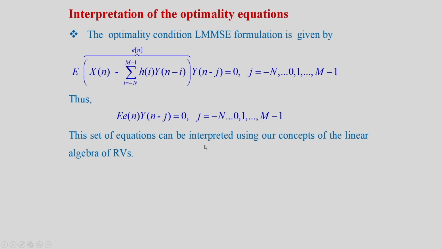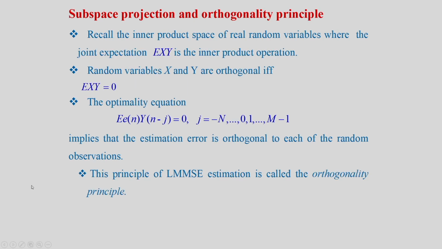Now, this set of equations can be interpreted using our concepts of linear algebra of random variables. We showed that the random variables can be interpreted as vectors in a vector space, so those interpretations will help us. Recall the inner product space of real random variables, where the joint expectation E[XY] is the inner product operation. E[XY] defines an inner product. Random variables X and Y are orthogonal if and only if E[XY] is equal to 0.